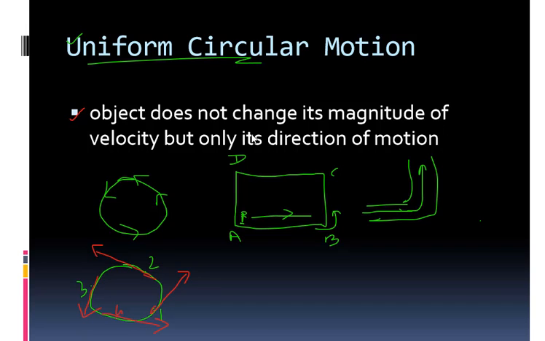The object does not change its magnitude. Magnitude means the value of the speed or velocity. Here, the object does not change its magnitude of velocity, but only its direction of motion. The speed of the body remains constant, but the direction always changes. Suppose at this point the body is moving with a speed of 40 km per hour, then from point 1 to point 2, then point 3, then point 4 to point 1, in this entire circle, the body can move with the same speed, that is 40 km per hour. But at each and every single point, the direction of the body changes. Okay.